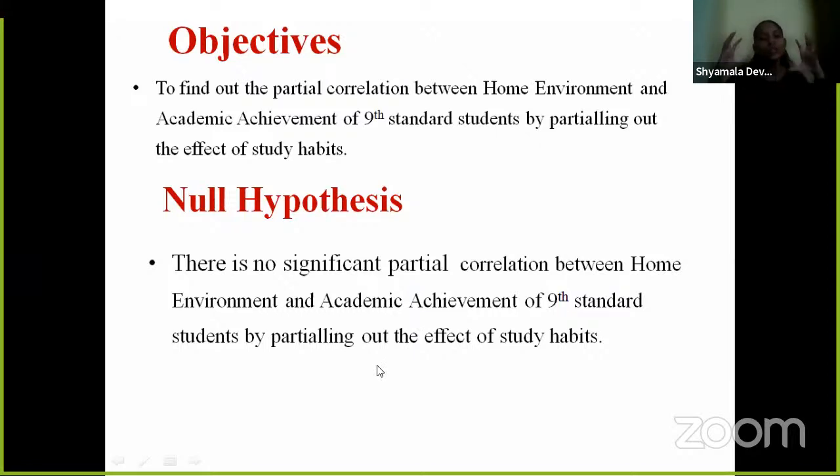So in multiple correlation, we will be correlating all the 3 variables together, right? But here, I am going to do the correlation only for home environment and academic achievement by partialling out the study habits. For example, we have 3 friends, and we think that the 3rd friend is influencing the decisions of the other 2 friends. So I will make her sit in some other room, and I will ask the decision of these 2 girls. Okay, so this is what partialling out is. So we are going to correlate the 2 variables by controlling the 3rd variable, or partialling out the 3rd variable. So that is called partial correlation.